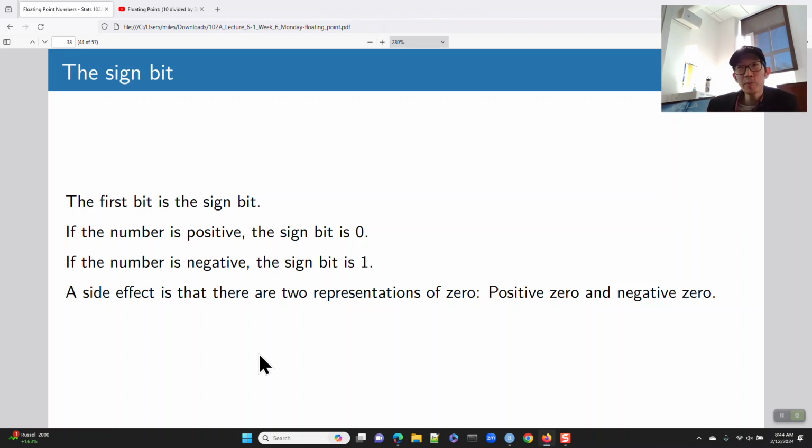So the sign bit is simple. If the sign bit is 0, it's a positive number. If the sign bit is 1, it's a negative number. Just whether that sign bit is a 0 or 1 determines whether it's a positive or negative number. Now there is one odd quirk, which is that you have 2 representations of 0. You have a positive 0 and a negative 0, because you could have the positive sign and then the negative sign. But we just accept that tiny bit of inefficiency in that we have 2 representations for 0.